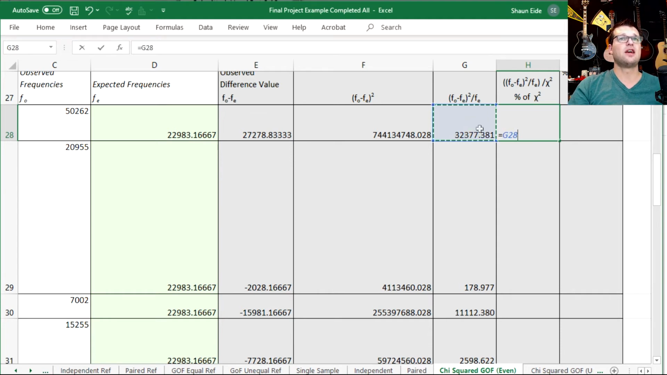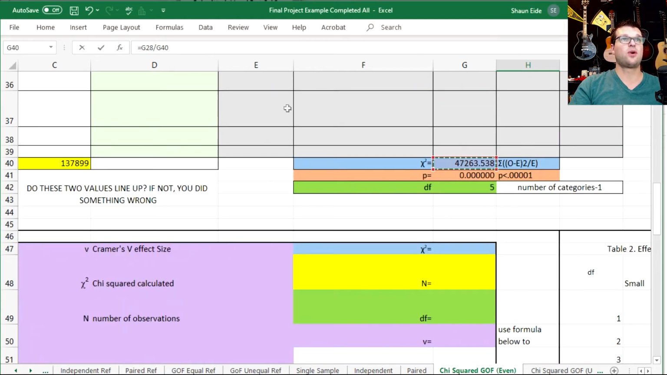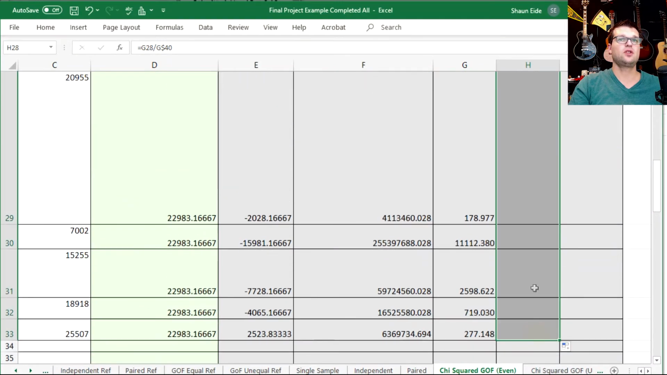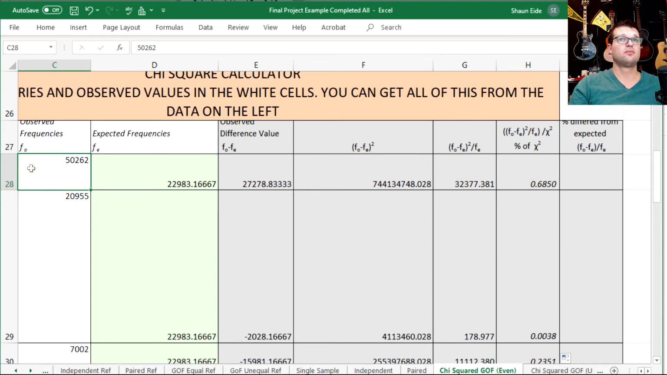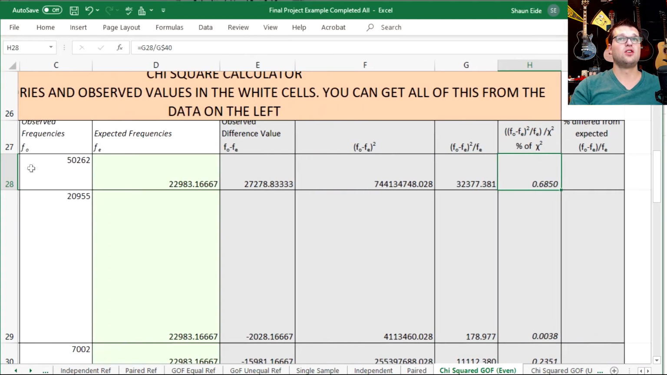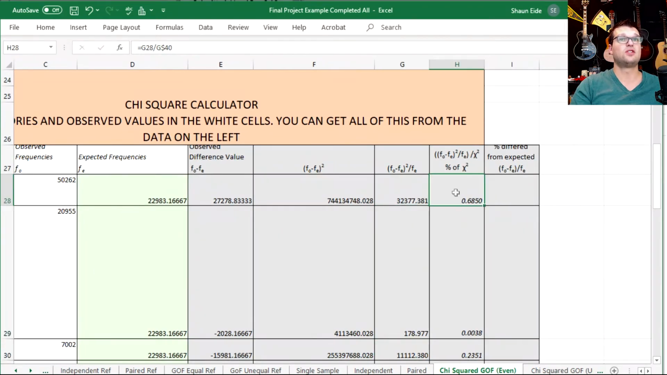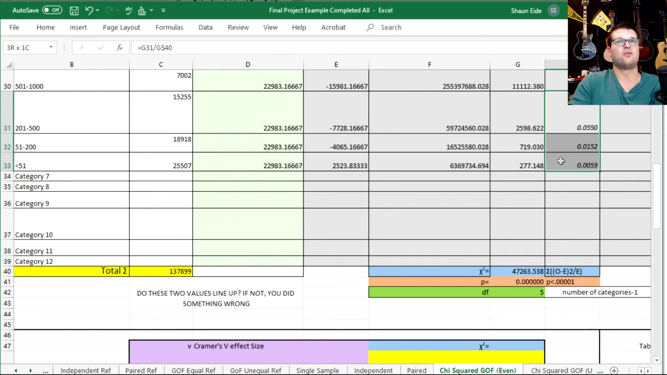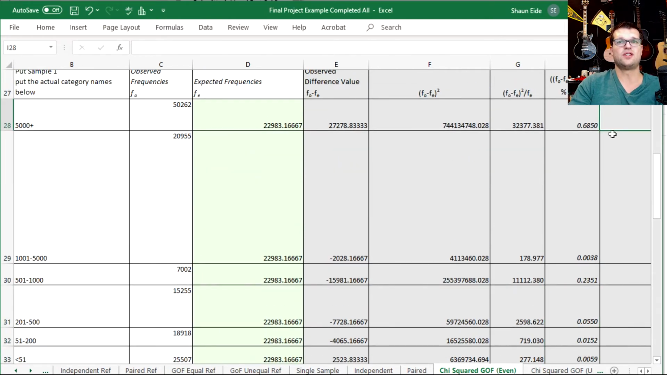So in order to find out what's contributing to that difference, I'm going to find out the proportion that each of these categories contributes to chi-squared. So I'm going to do equals this contribution to chi-squared divided by the total chi-squared. Okay, and I'm going to put the $ sign right there, and I'm just going to drag it down. So what we see right here is this category, 5,000 plus, contributes 68% of the chi-squared value. This contributes less than 1% to the chi-squared value. Then 501 to 1,000 contributes 23%, and all the rest of them are less than 10%. Really, I only care about interpreting the ones that are greater than 10%.